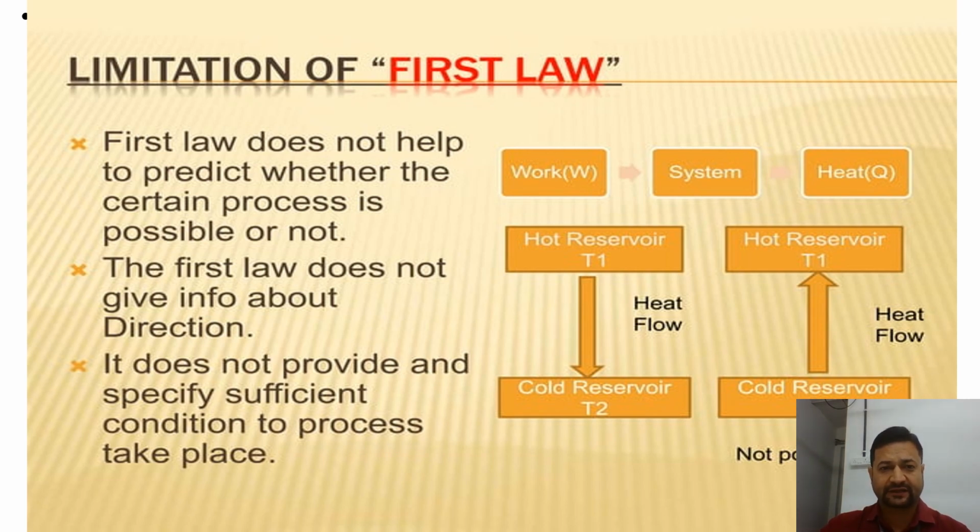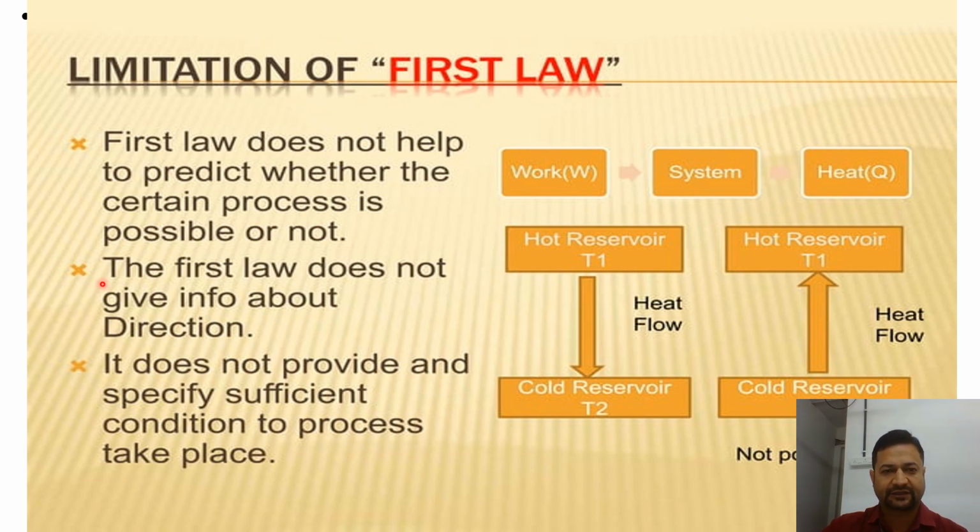Now what were the limitations? The very first limitation was that it does not help to predict whether a certain process is possible or not. Means the first law was not able to give the feasibility of the process. Although it was saying that some amount of heat will be transferred into some amount of work, or work will be transferred into heat, it was not able to give you the feasibility for the process.